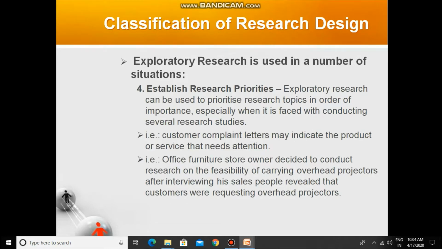Now, the fourth is establish research priorities. Exploratory research can be used to prioritize research topics in order of importance, especially when faced with conducting several research studies. That is, customer complaint letters may indicate the product or services that need attention, or an office furniture store owner decides to conduct research on the feasibility of carrying overhead projectors. After interviewing, his salespeople revealed that the customers were requesting overhead projectors.